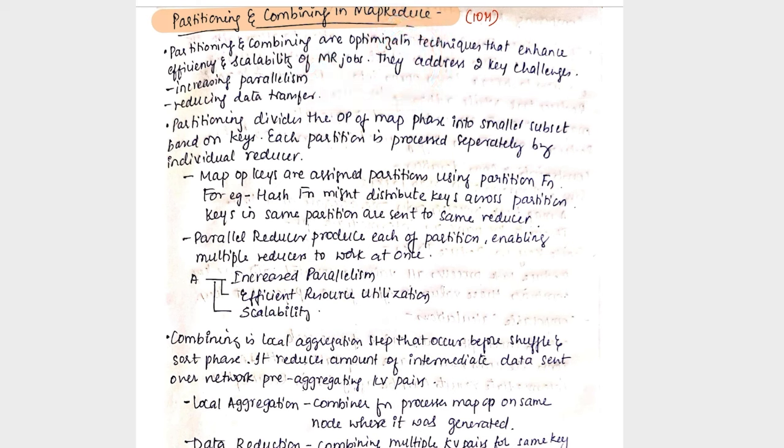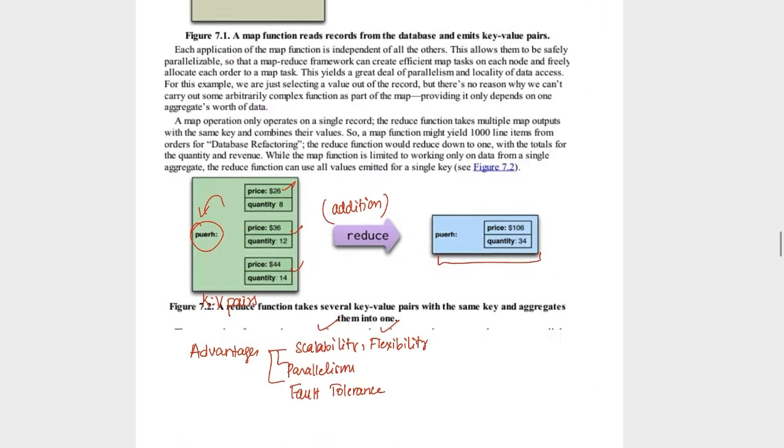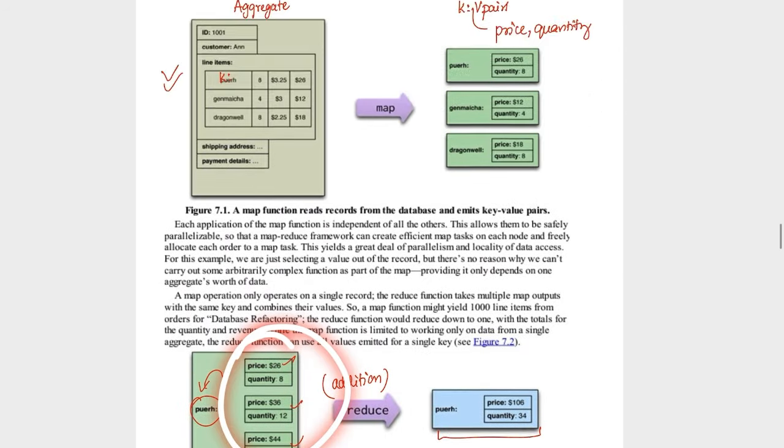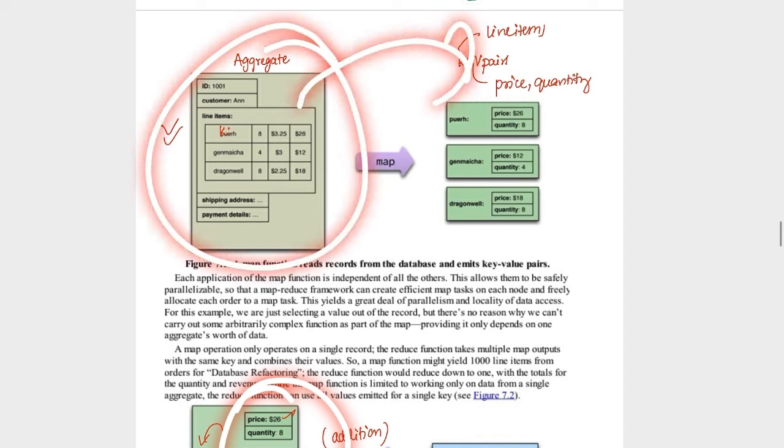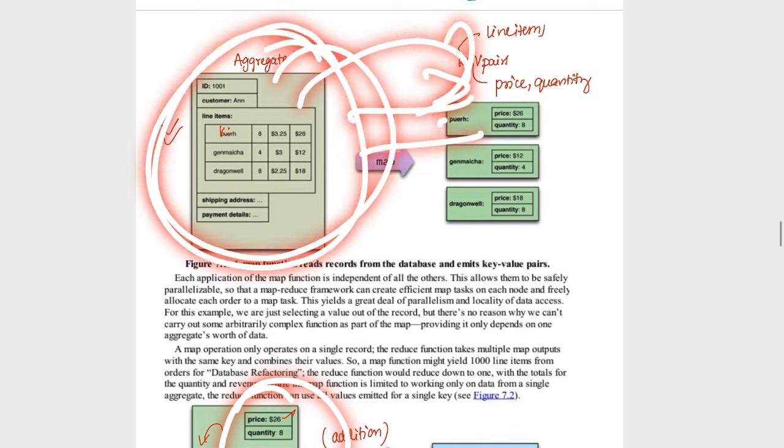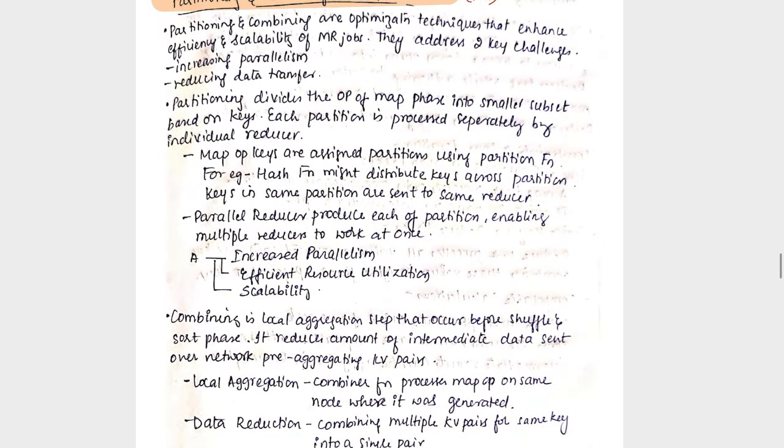We'll understand what partitioning is first. In partitioning, we'll be dividing the output of the map phase into smaller subsets or partitions which are dependent on the keys. So here each partition is processed separately by an individual reducer. We have seen each entity is processed separately in the map phase, right? So as an extension, in partitioning also, each and every partition would be processed separately.